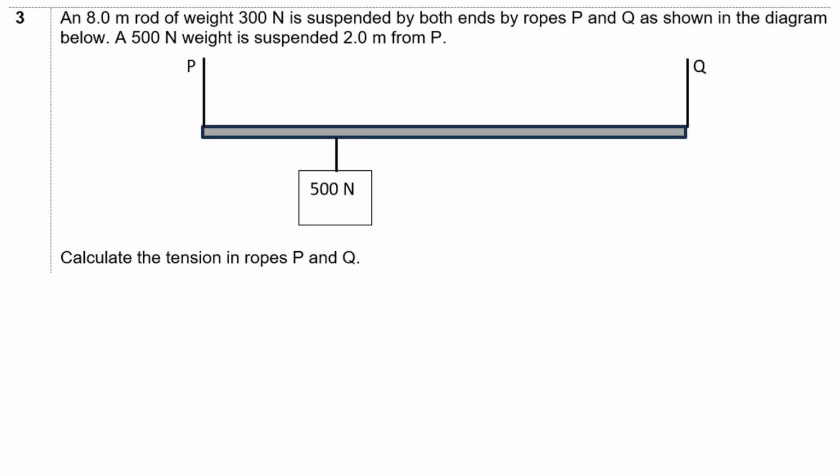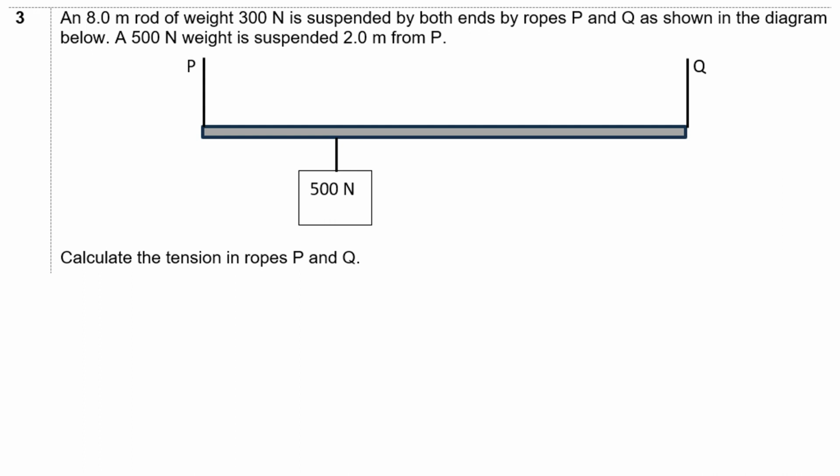So now we move on to our third question. The third question states that we've got an 8-meter rod of weight 300 newtons suspended by both ends from two ropes P and Q, and we've got a 500 newton weight suspended 2 meters away from P. We want to calculate the tension in the ropes, but before we do that, let's make sure that our free body diagram is complete. So how do we do that?